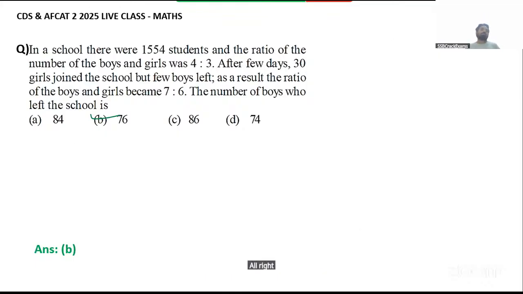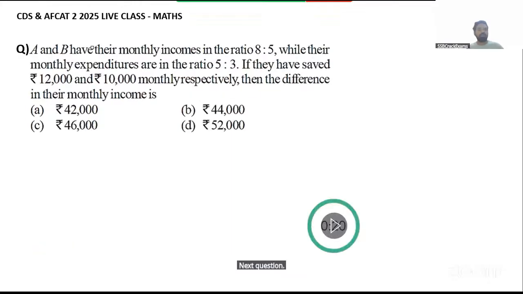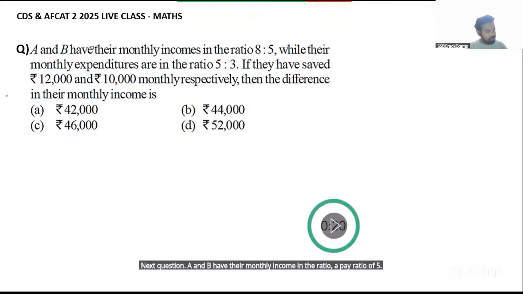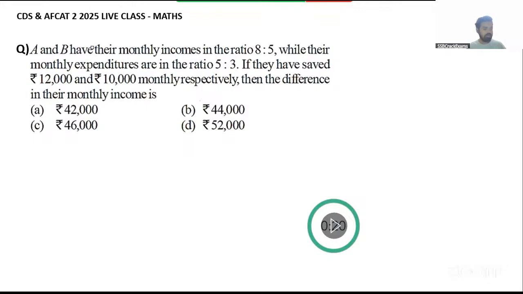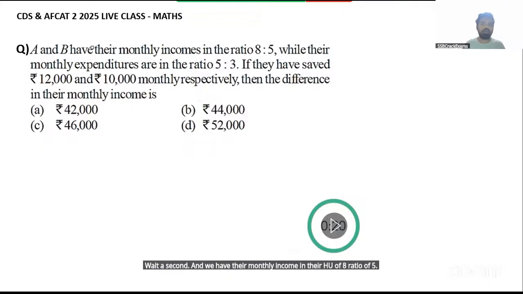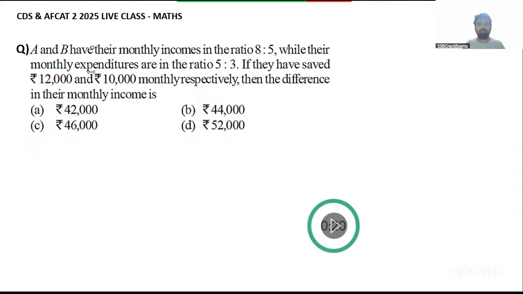All right. So now let's move on to the next question. A and B have their monthly income in the ratio of 8:5, while their monthly expenditure are in ratio 5:3. If they saved rupees 12,000 and 10,000 monthly, then the difference in their monthly income is.